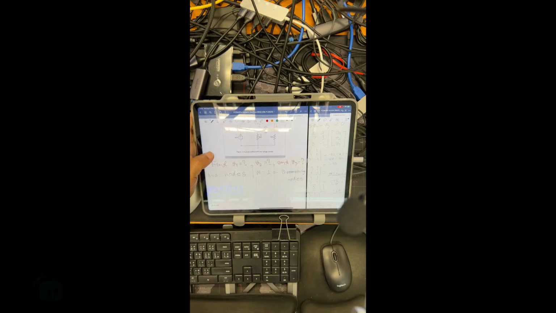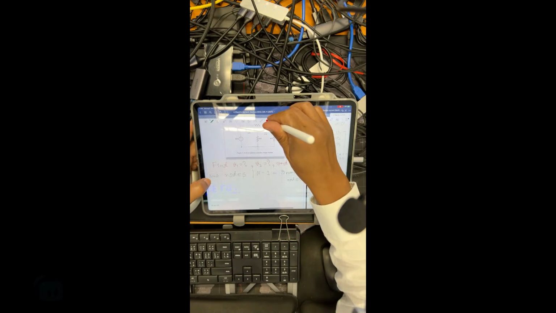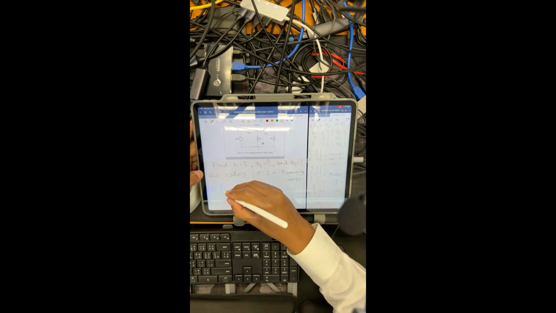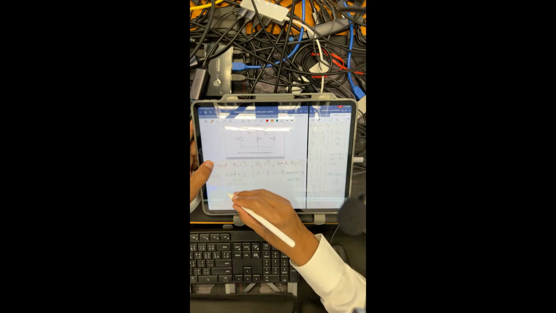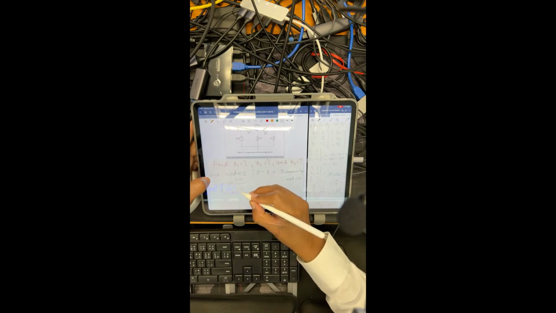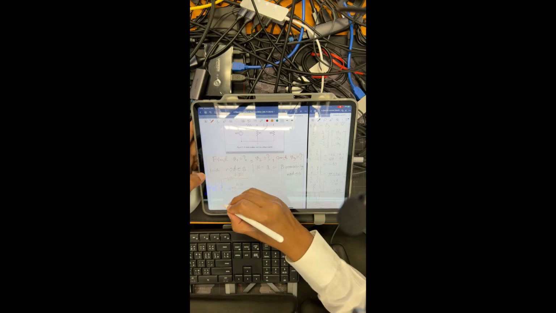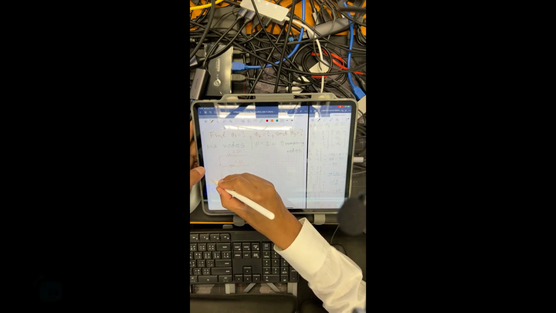So let's start with the first node, right? The first node. It's right there. We go up with 4 ohm. We go right with 2 ohm. We go down with the voltage source 10 volt.